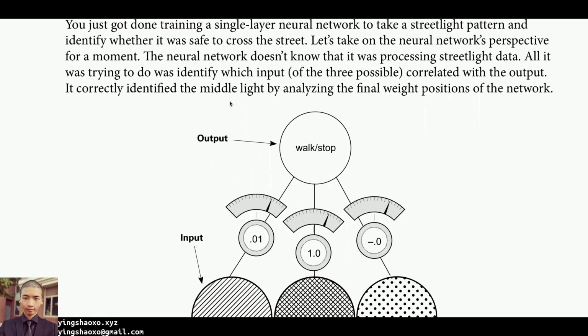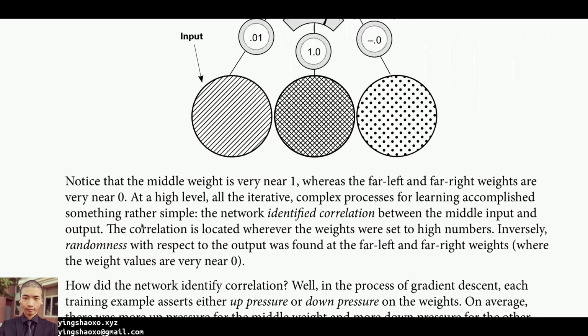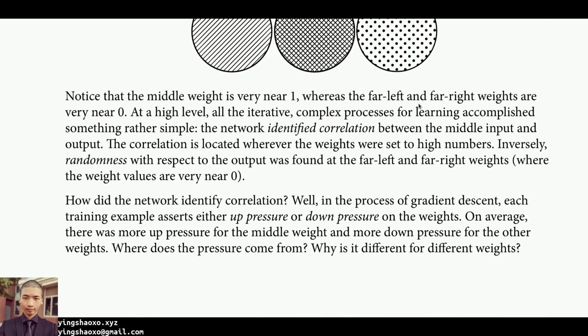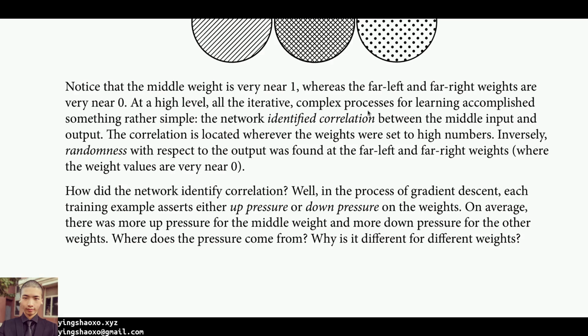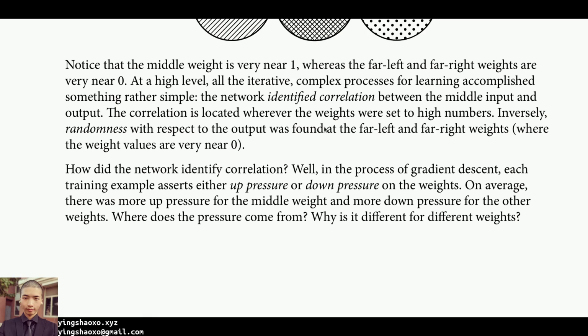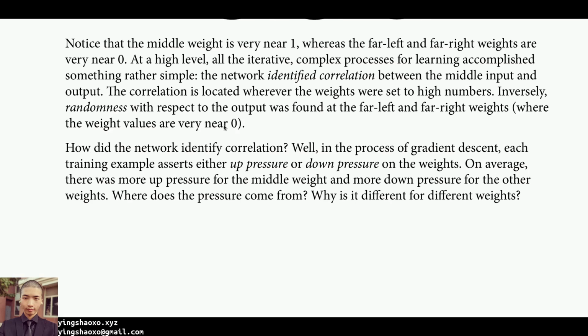It correctly identified the middle lights by analyzing the final weight positions of the network. Notice that the middle weight is nearly 1, whereas the far left and the far right weights are very near to 0. At a high level, all the interactive, complex process for learning accomplished something rather simple. The network identified correlation between the middle input and the output. The correlation is located where the weights were set to high numbers. Inversely, randomness with respect to the output was found at the far left and the far right weights, where the weight values are very near to 0.